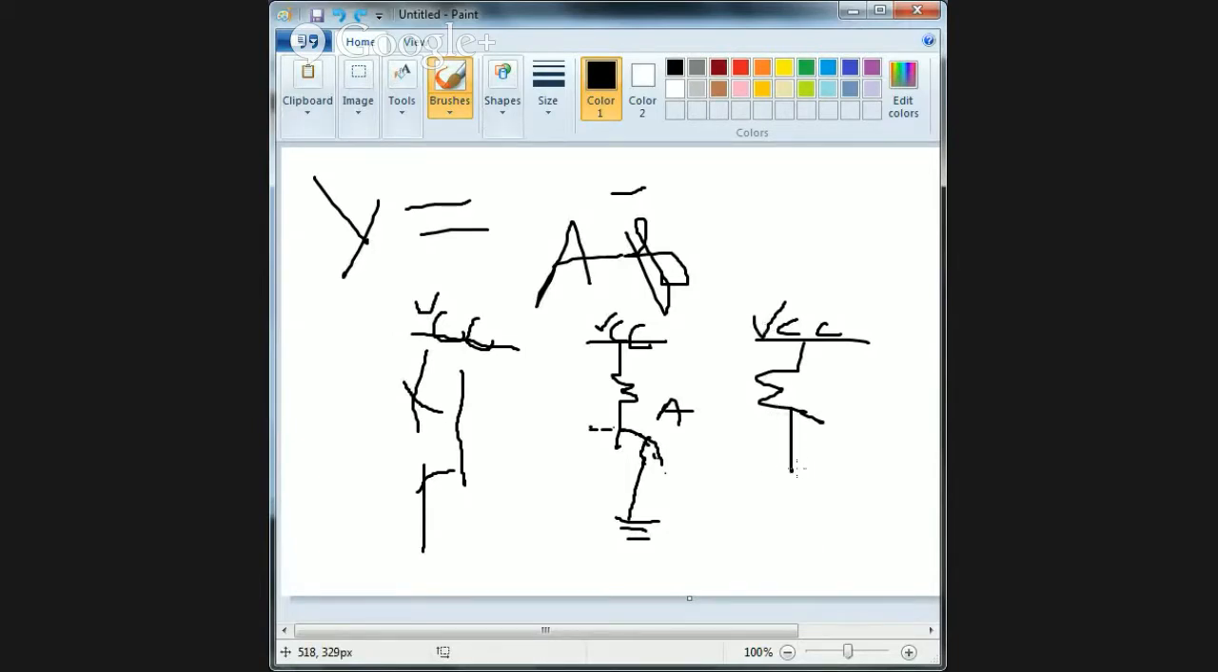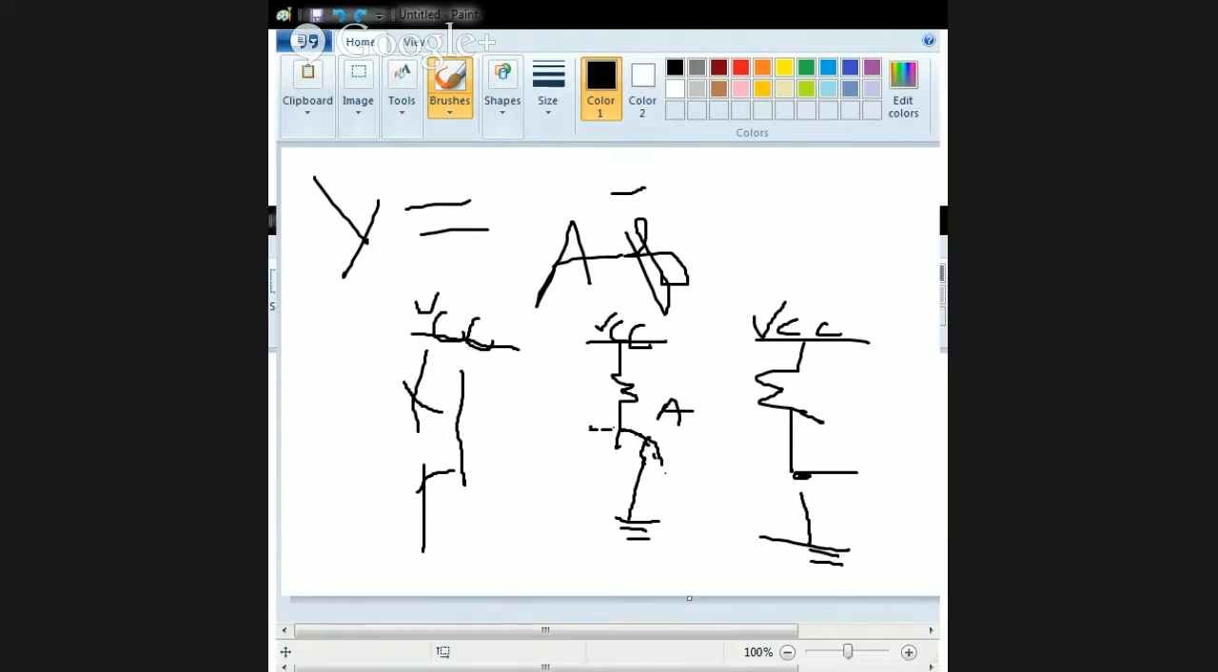Okay, but it goes through a resistor first. This is a resistor. Okay, there you go. Now draw the switch. There you go. Good job. Is that what you do? Yeah, you don't need to draw the gate. Oh man, that's beautiful. Let me see what he did.